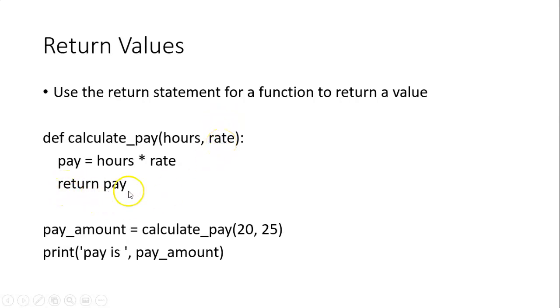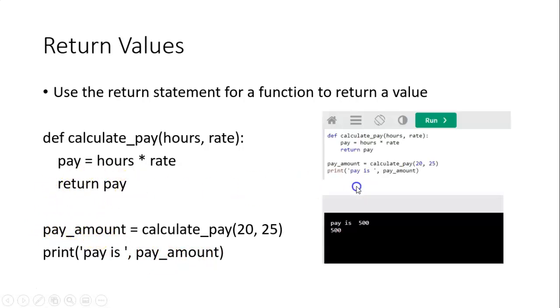And notice, we're returning a value called pay, but it does not have to have the name pay in the caller. So let's walk through the example. So here's our function, and here's how we're calling our pay. We're saying some variable called pay amount is going to equal the return value from calling this function calculate pay and passing the values 20 and 25. Then we're going to print pay rate is pay amount, which is the value that we get from what was returned from the function.